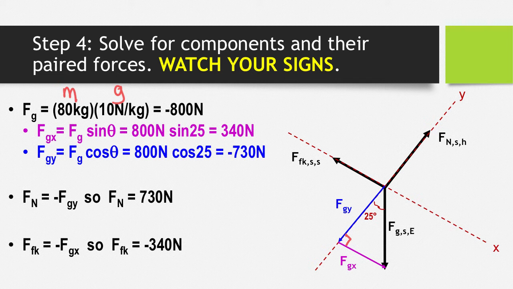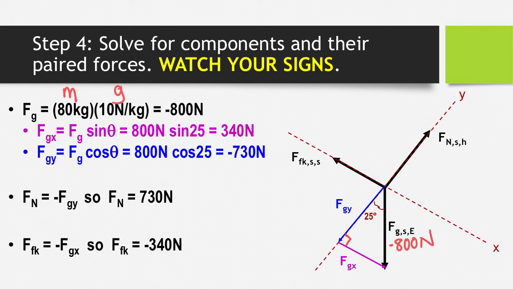I need to make sure that that's negative, because my gravitational force vector is in the down direction, the negative direction. Then I'm going to take that gravity vector, look at the components, and calculate them. Because now I know that this is negative 800 newtons, I can calculate, using my trig functions, the magnitude of FGY and FGX.